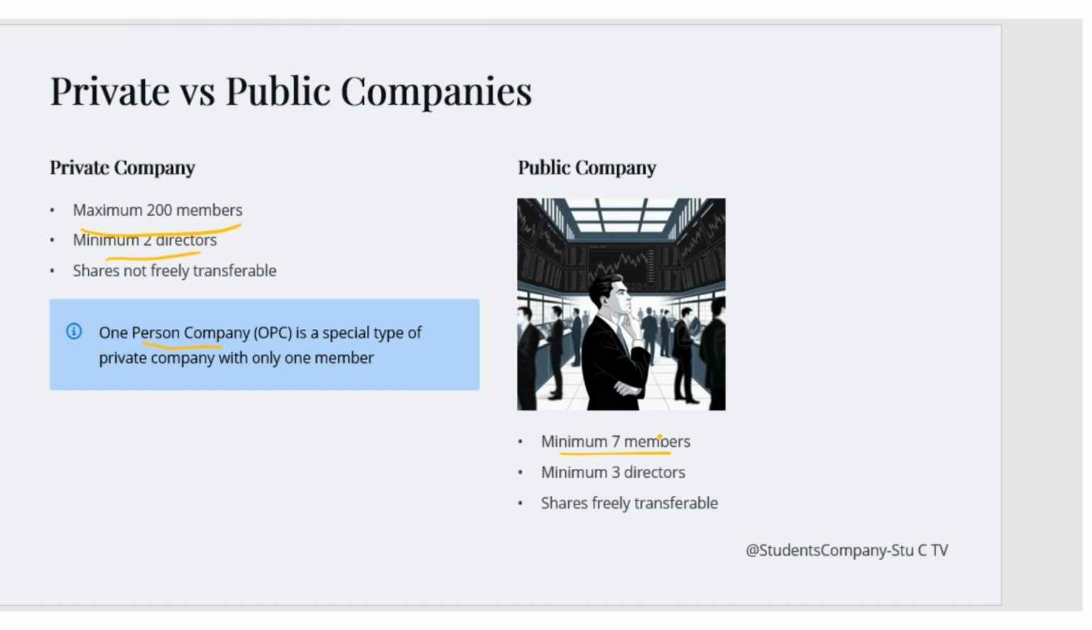You know that all such companies have the name public limited attached to it. The shares are traded on the stock market. There can be any number of shareholders in the company, but there should be a minimum of 3 directors, and shares are freely transferable. So this is the basic difference.